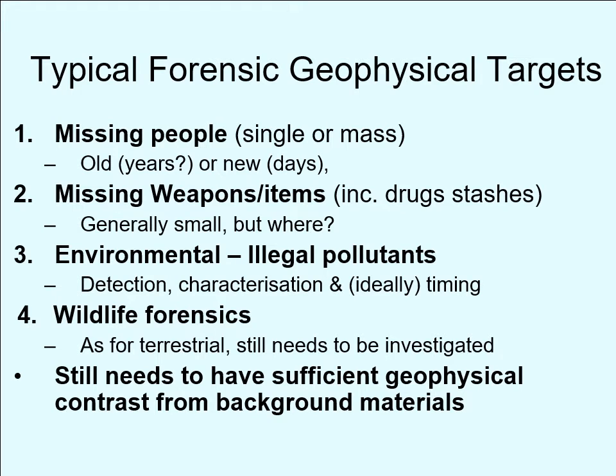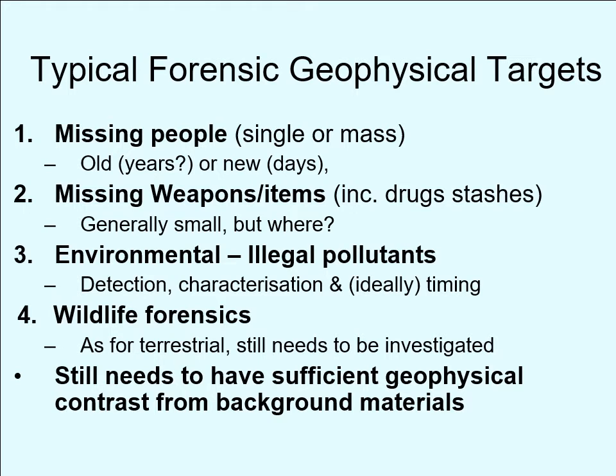So for aquatic targets, we talked about missing people, of course, but other things in there could be weapons people tend to dump to try and avoid detection. That's really important for forensic investigators to find. Might be drug stashes. We'll show you an example of that later. Could be environmental, illegal pollutants, detecting it again as for terrestrial environments. Could be wildlife. Again, we're going to show you an example of that.